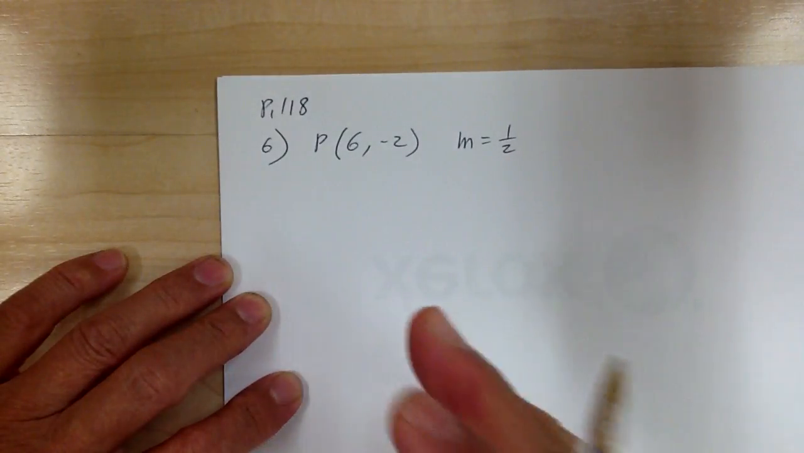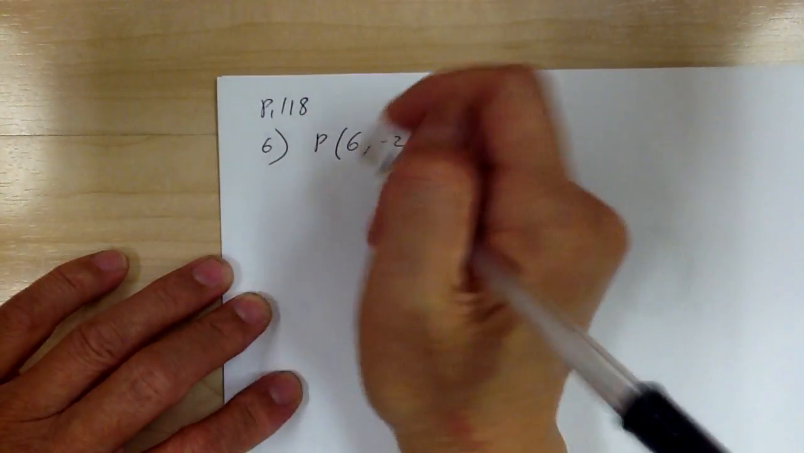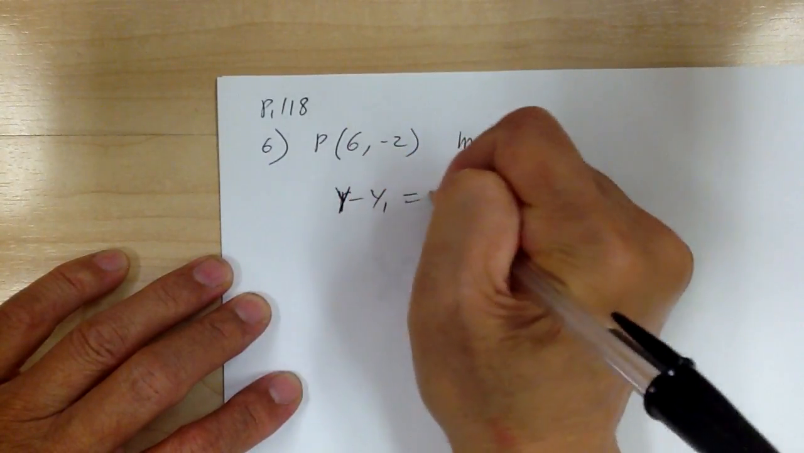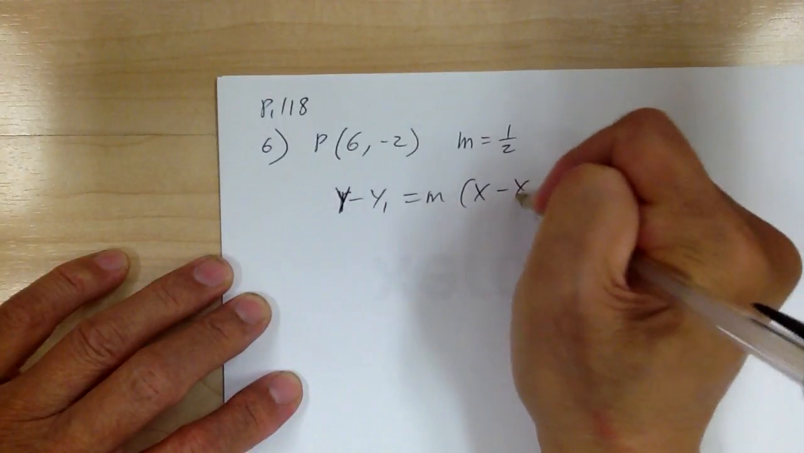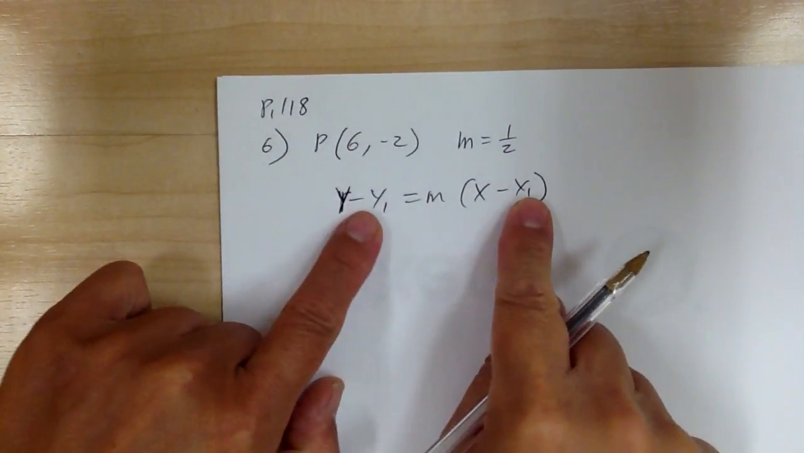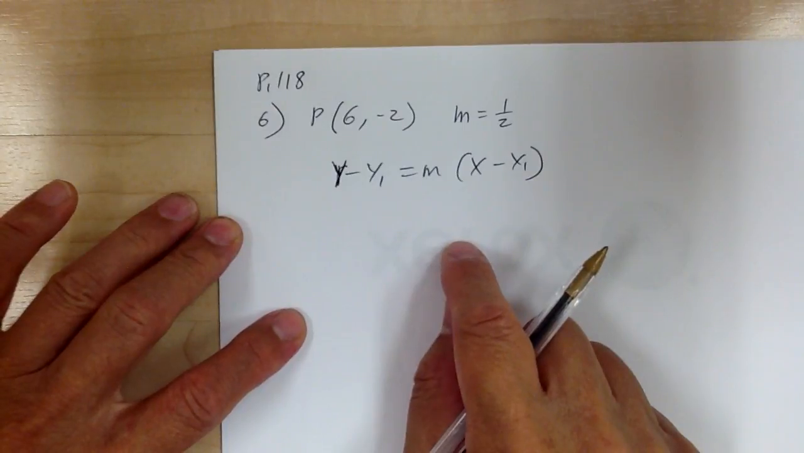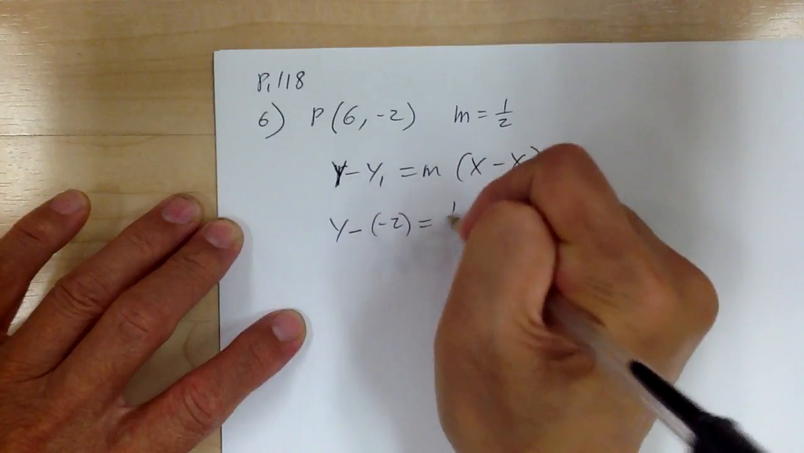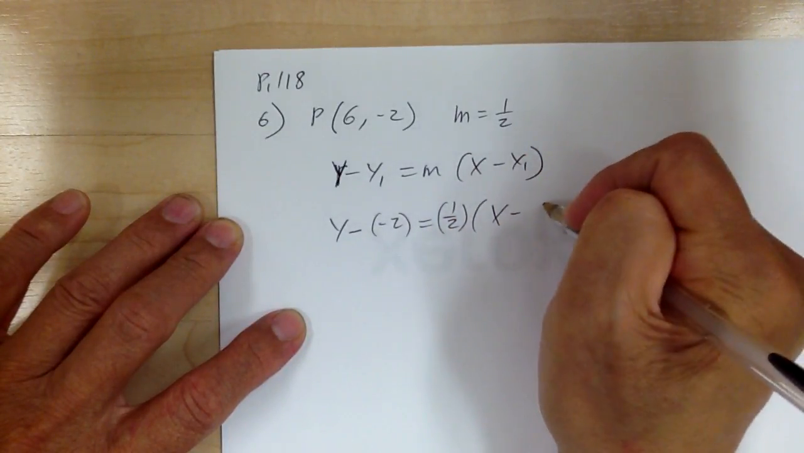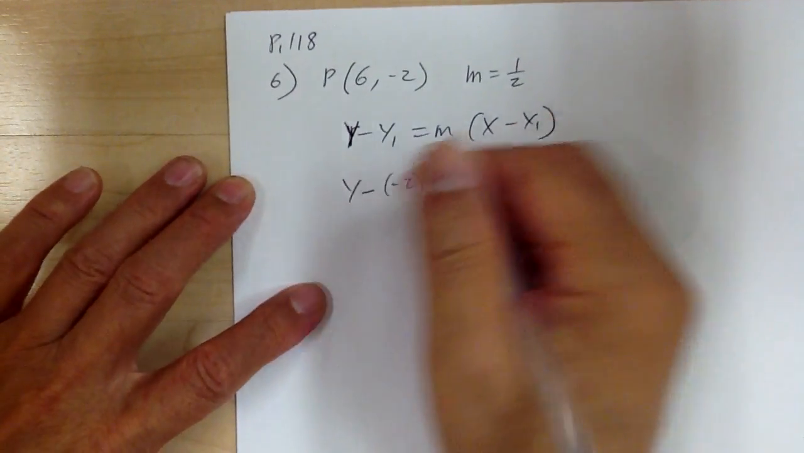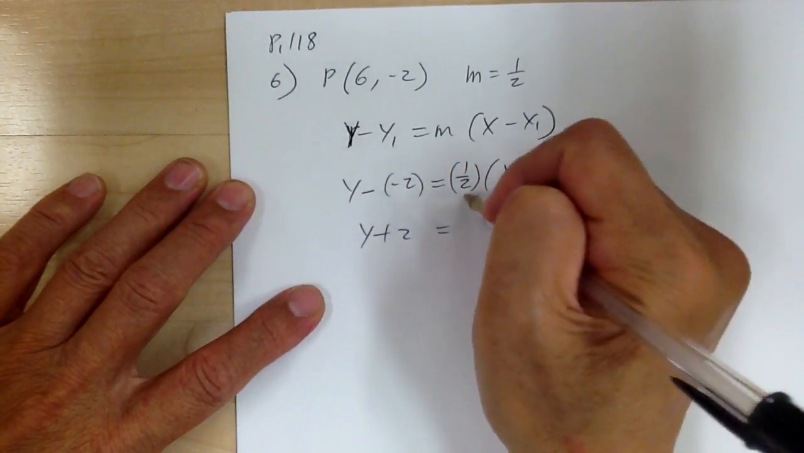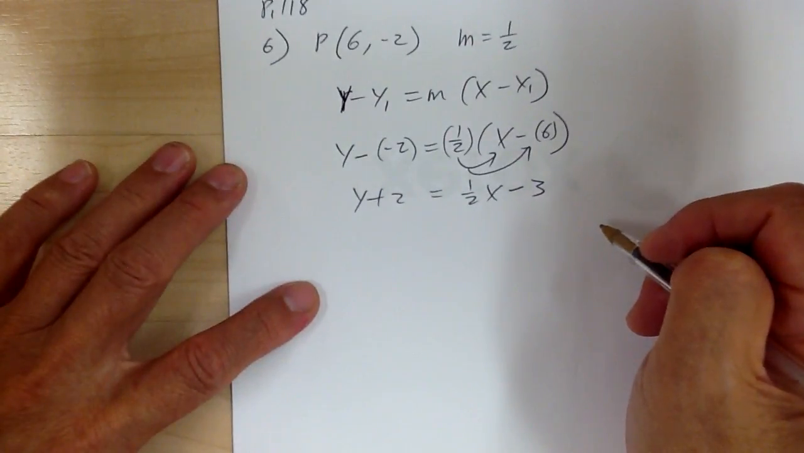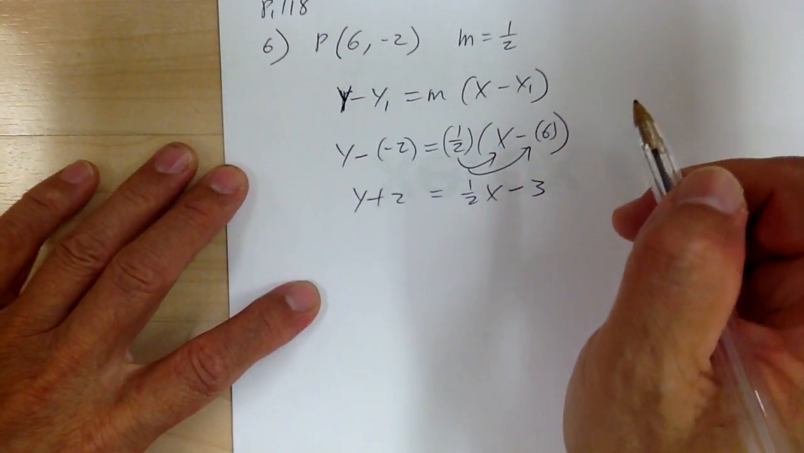If you have a point and a slope, you have to use point-slope form, right? So you're going to get y minus y1 equal to m times x minus x1. That's the point-slope form. And so substitute, so you got y minus negative 2 equal to 1/2 times x minus 6. So multiply out, so you got y plus 2. When you distribute, you get 1/2 x, minus 3. And then after that, they want you to put it in standard form.